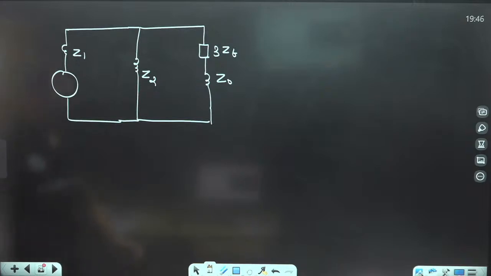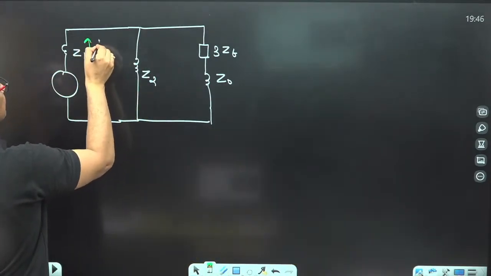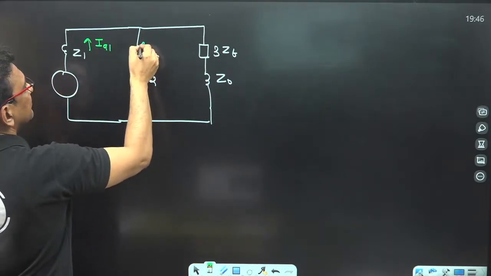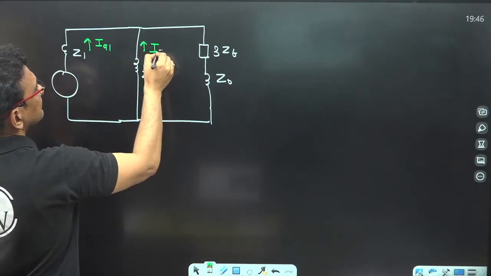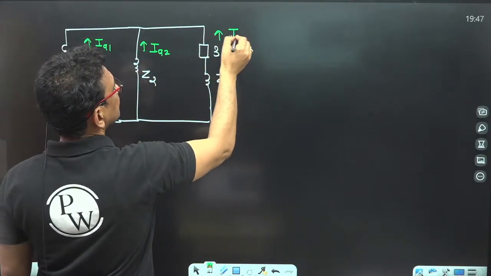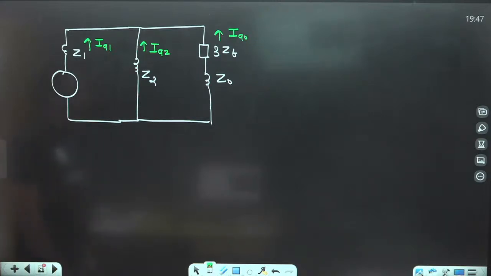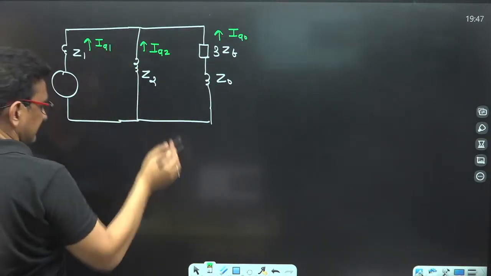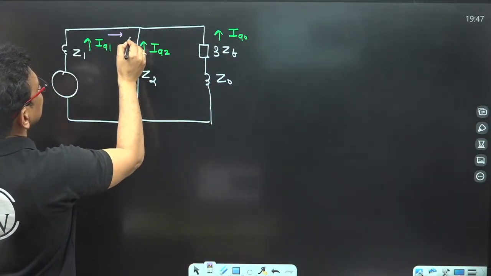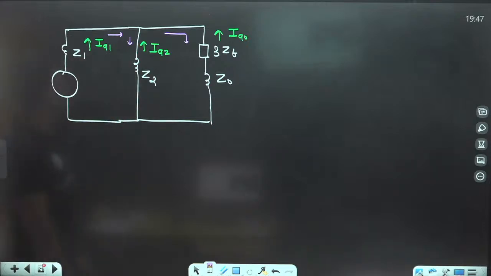Clear? So I got this current IA1. This is IA1, the current output from the positive sequence network. This is IA2, the current output from the negative sequence network, and this is IA0, the current output from the zero sequence network. If you know this IA1, by using the current division rule, this current coming here will divide into two parts, and you can find out the values of IA2 and IA0.